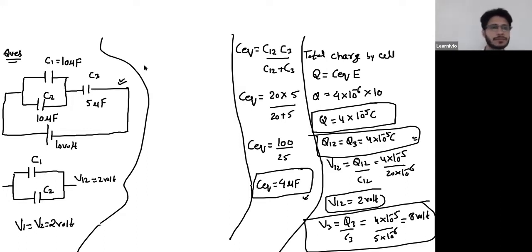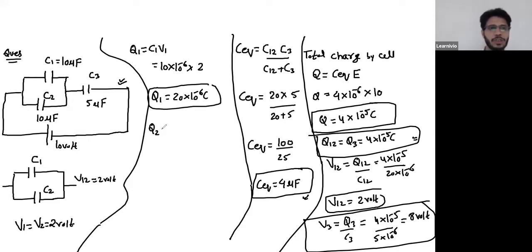Similarly, I can further write this as Q1, the charge stored in the first capacitor, is C1 V1. How much is C1? C1 is 10 into 10 raised to the power minus 6, multiplied by V1, which is 2. So Q1 is 20 into 10 raised to the power minus 6 coulomb.